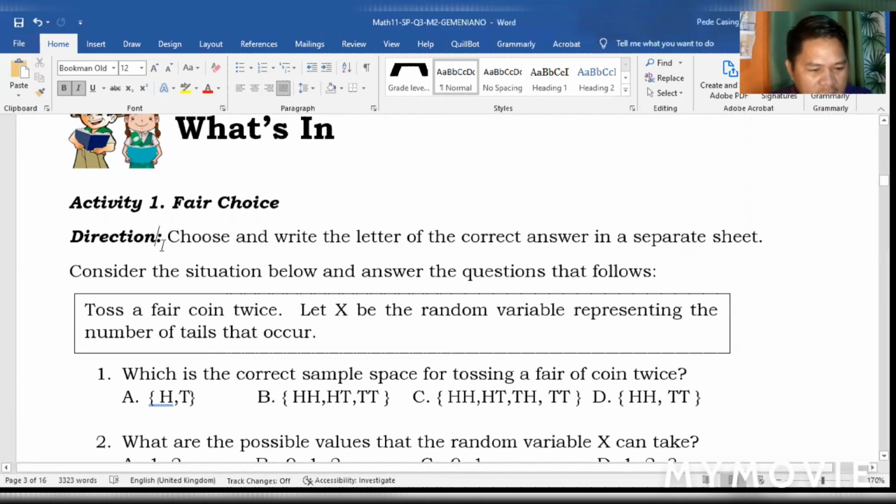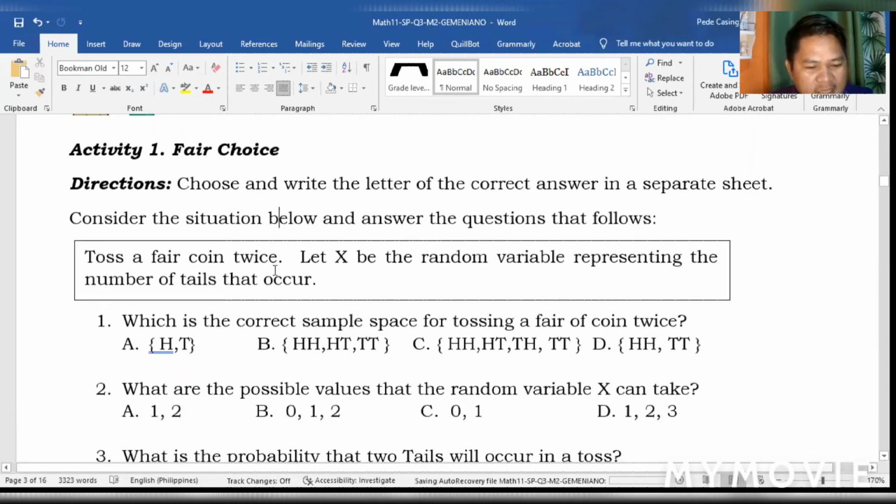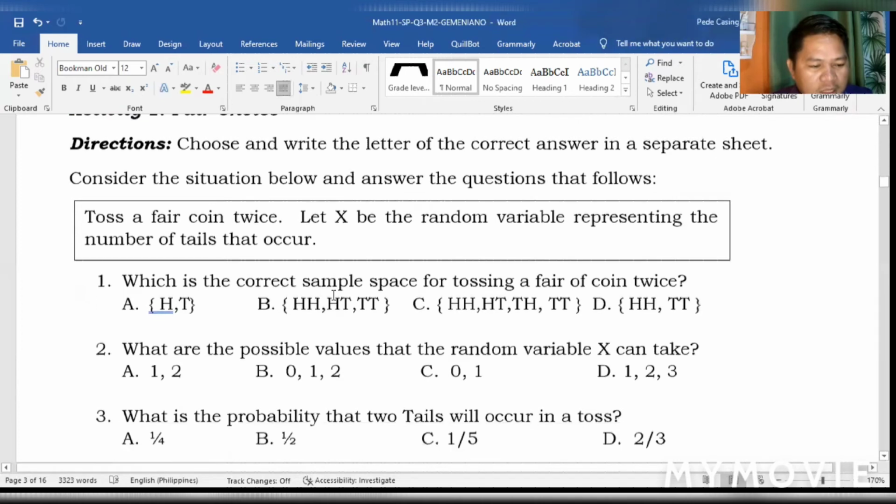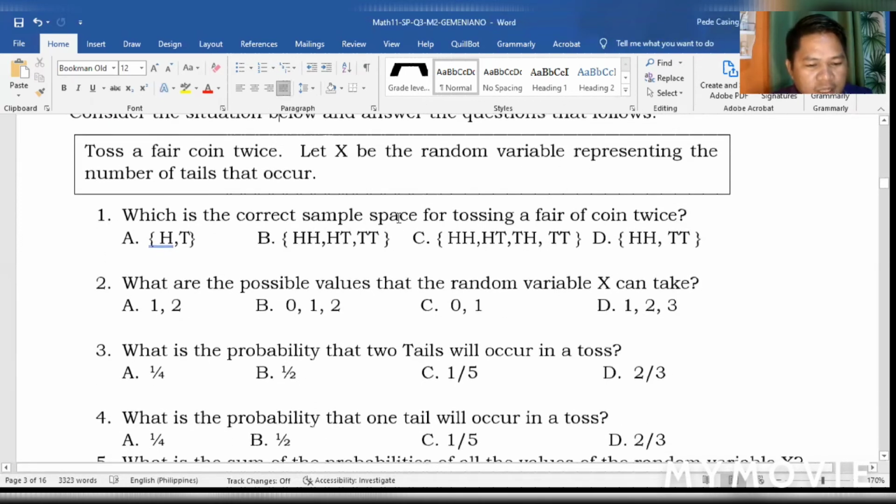So these are our directions. Toss a pair of coins. Let X be the random variable representing the number of tails that occur. For number 1, which is the correct sample space for tossing a pair of coins? Is it A, the set containing HT, head and tail? B, the set containing HH, HT, or TT? Again, H represents head, T represents tail. C, the set containing HH, HT, TH, TT, or D, the set containing HH, TT.